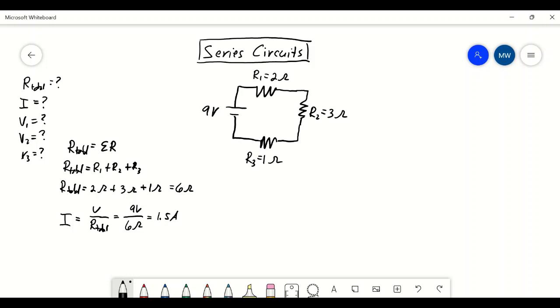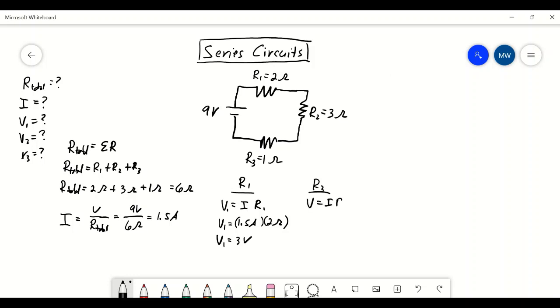So the next thing that we should do is find the voltage drops for each of the resistors. So if we look at the first one, R1, again we'll use Ohm's law. We'll solve it for V this time, so V equals IR. And I'm going to use resistor 1. The current is the same, so we can just leave that as I. So V1 equals 1.5 amps multiplied by our 2 ohms, and we can see that our voltage drop across the first resistor is 3 volts. And then we just repeat this for the other 2 resistors.